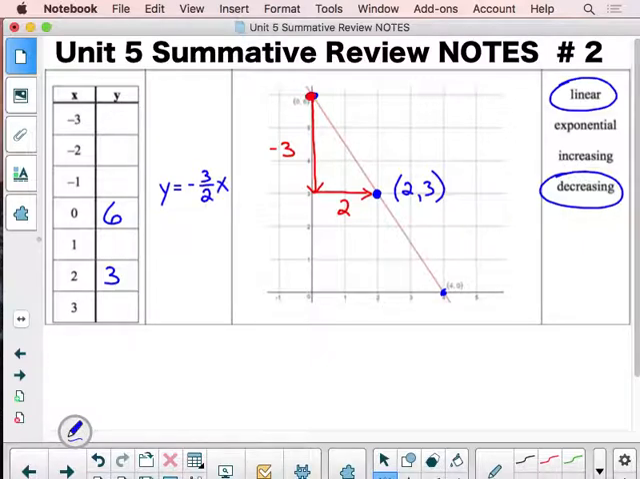And then where does it hit the y-axis up here? The starting point is at 6. So we'd say plus 6. So we have y equals -3/2 x plus 6. That's going to be our function. Now what is the rate of change that we had here? -3/2.